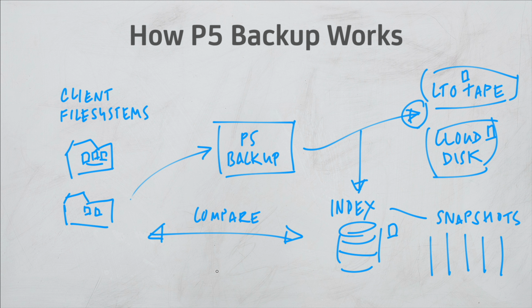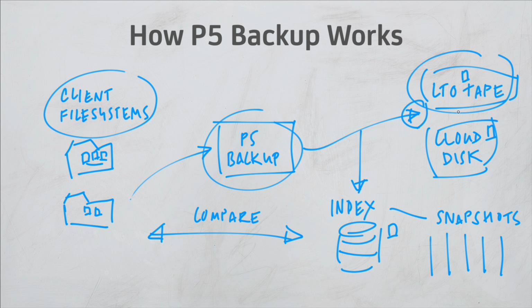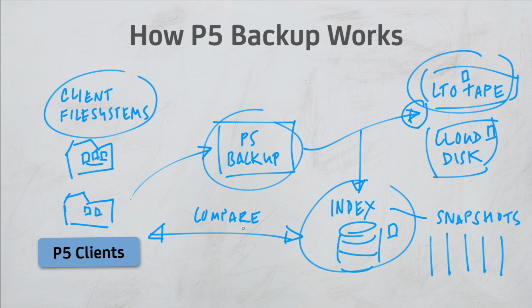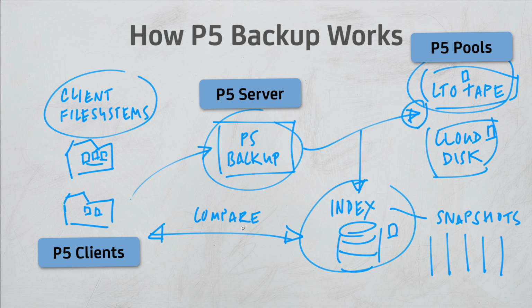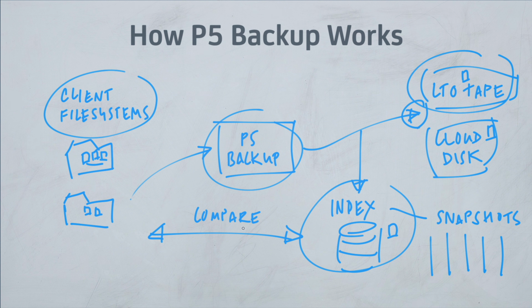So this is the general structure of how P5 Backup works. You have your client file systems, you create a backup plan, you configure the target storage, and P5 creates and maintains an index that tracks what is being backed up over time in snapshots. And when you're setting up this backup workflow, those client systems on the left-hand side are P5 clients, and those are covered in the installation video. Then we have our P5 server in the middle orchestrating the backups, and on the right the LTO and cloud storage are configured via P5 pools, and there's a separate video in this series showing you how to configure those.